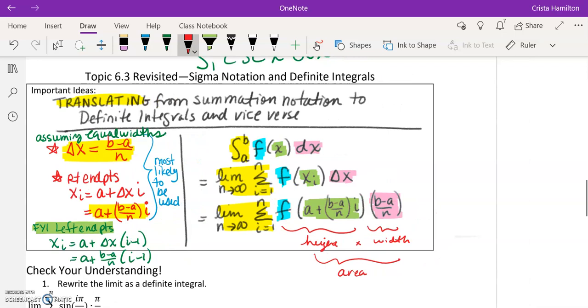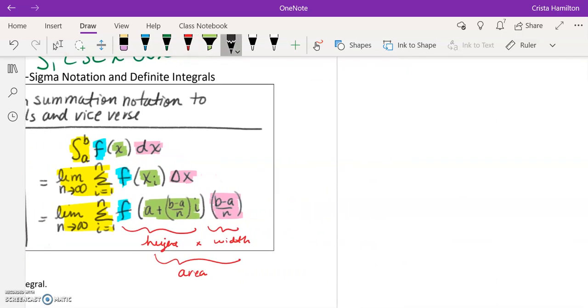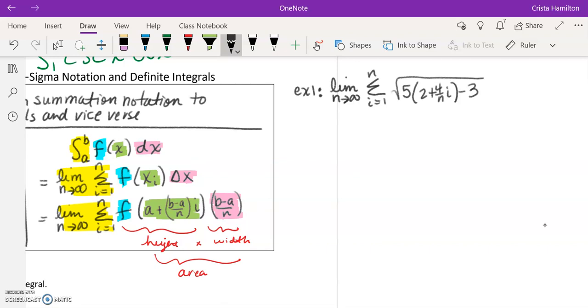Now, let's do a little side example over here before I set you off into doing your homework and a lot of practice on this. So example 1: I'm going to give you the limit notation. The limit as n goes to infinity of the sum, i equals 1 to n, of the square root of 5 times (2 plus 4 over n i) minus 3, times 4 over n.